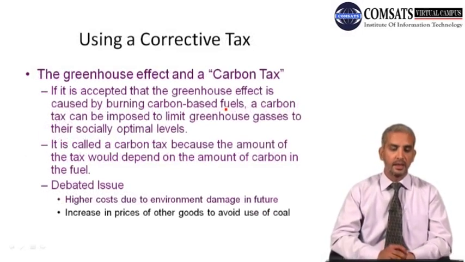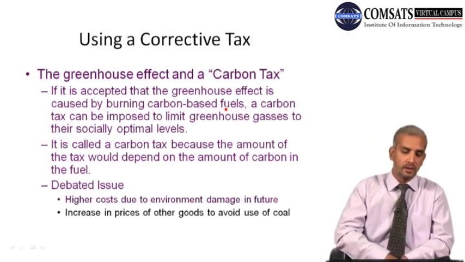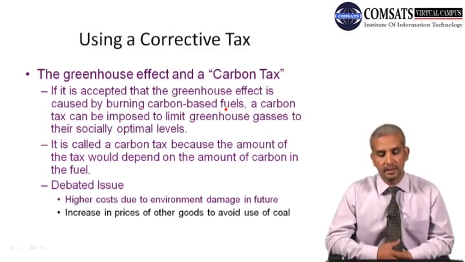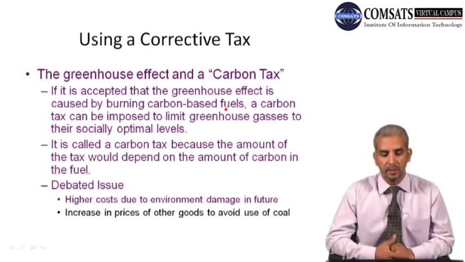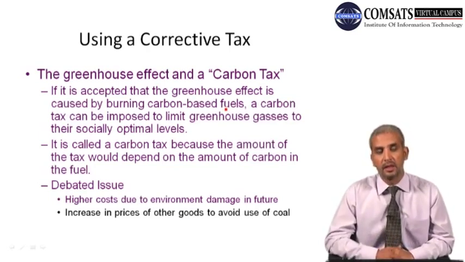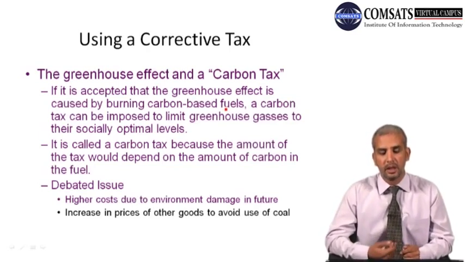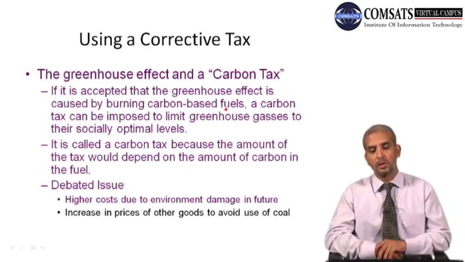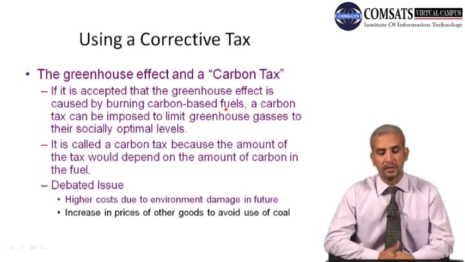Now, in the United States, there is the greenhouse effect and a carbon tax. The greenhouse effect is generally caused by burning carbon-based fuels. Now, these carbon-based fuels accumulate in the atmosphere and contaminate the environment, which has started to result in global warming. Now, this is called the greenhouse effect. In order to control this greenhouse effect, a carbon tax is being applied.